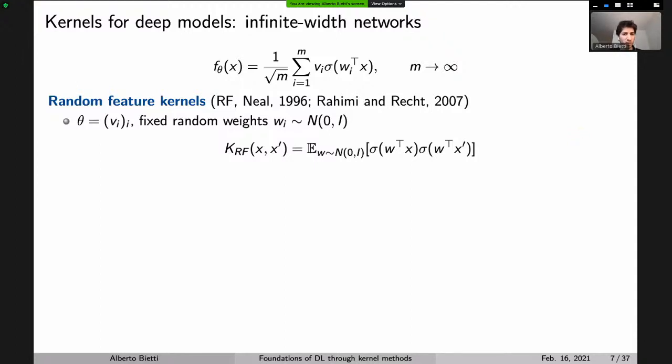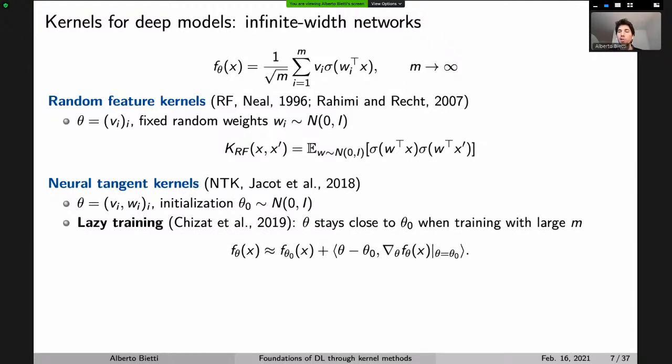So this is the random features kernel, and then it turns out that there's this other regime which people have found more recently that's called the neural tangent kernel regime, and this comes from when you optimize both layers. So perhaps you have both the vi as the second layer and the wi as the first layer that are trained using gradient descent with some initialization that is, let's say, Gaussian 0, 1.